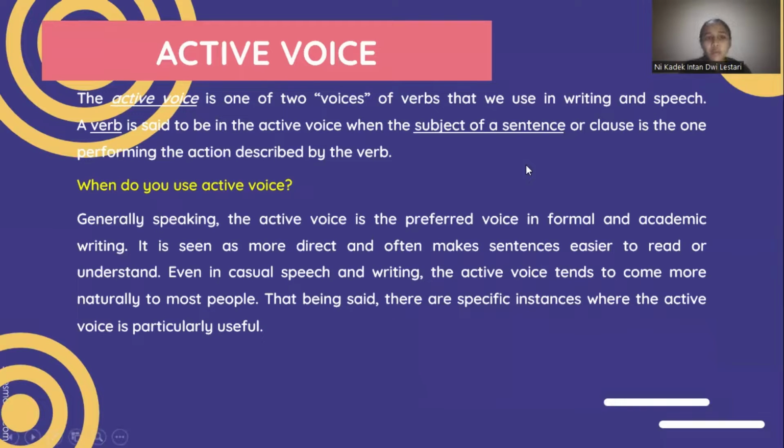So, when do you use active voice? Generally speaking, the active voice is the preferred voice in formal and academic writing. It is seen as more direct and often makes sentences easier to read and understand. That being said, there are specific instances where the passive voice is particularly useful.